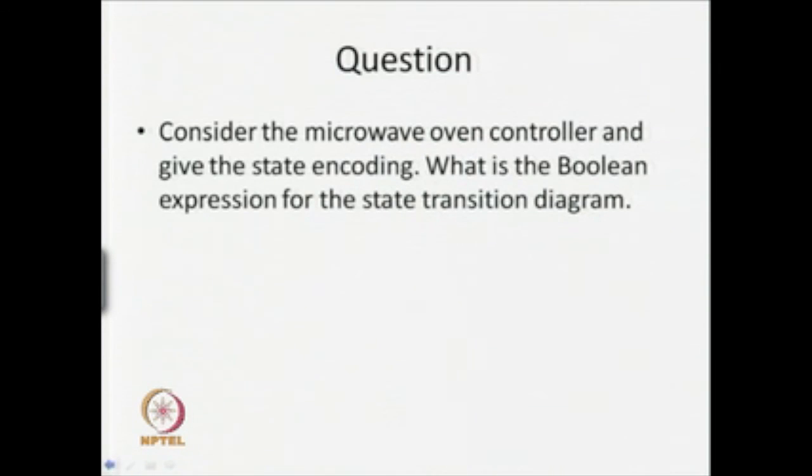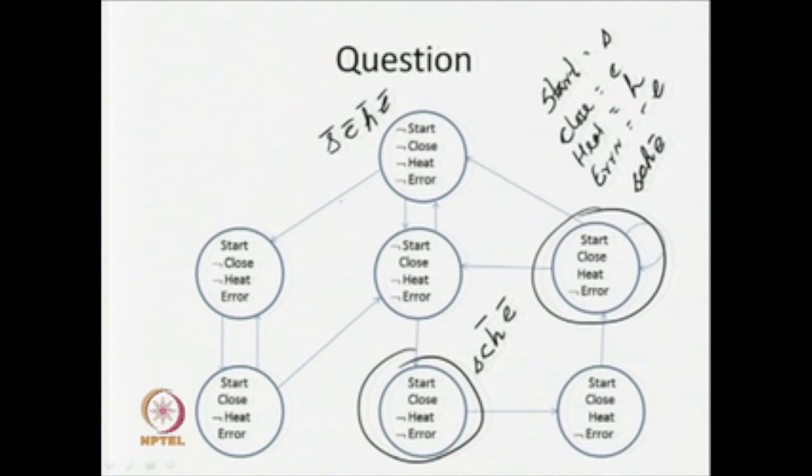So, what I am saying is: consider a microwave oven controller and give the state encoding. So, I can have the state encoding. What is the Boolean expression for the state transition diagram? Now, in this case you have to consider all those transitions. We need another set of variables for the next state: S prime, C prime, H prime and E prime.